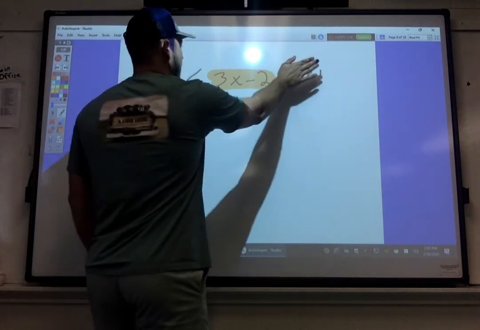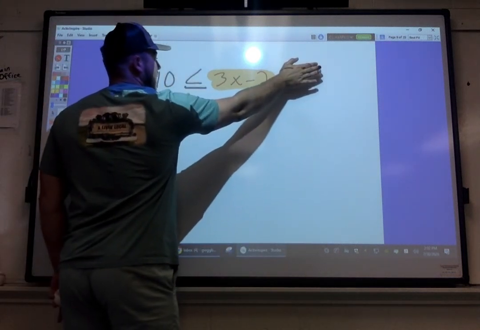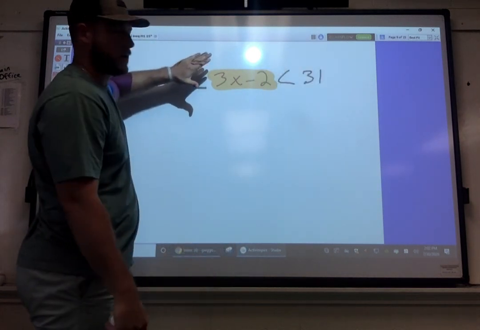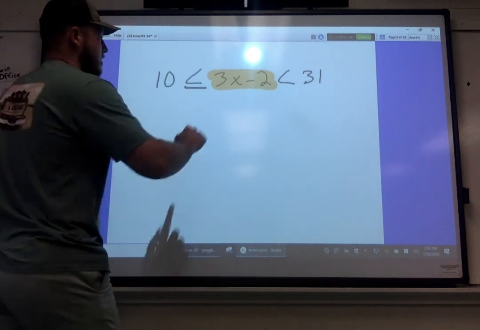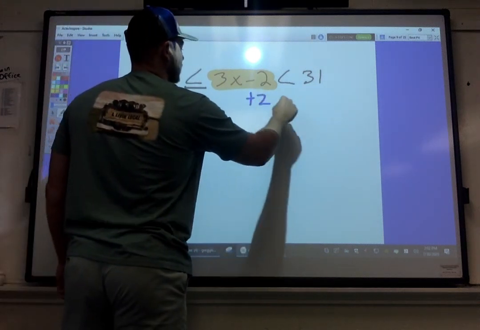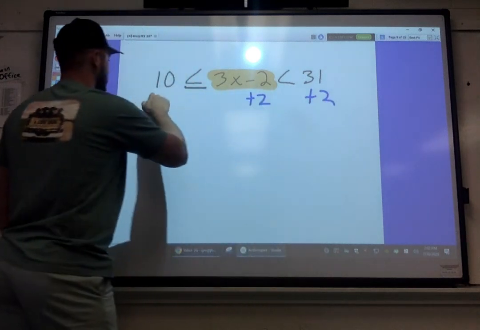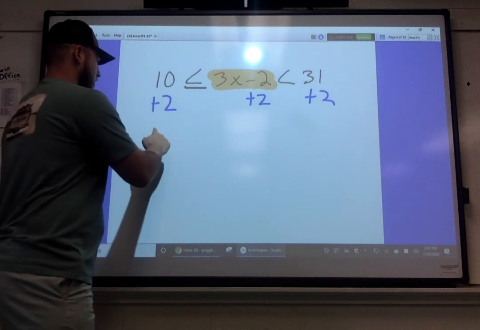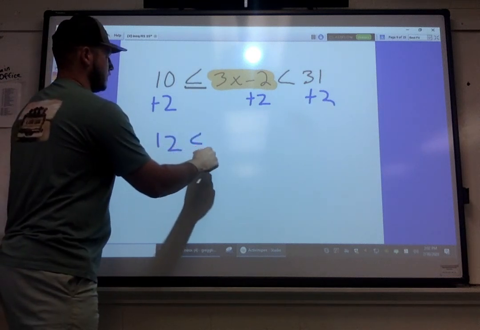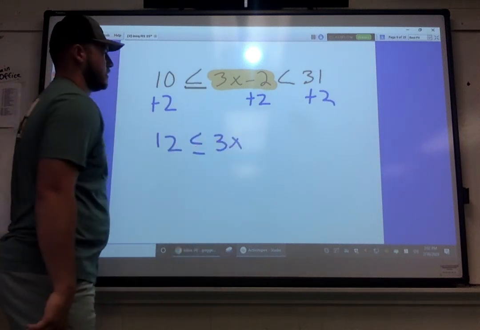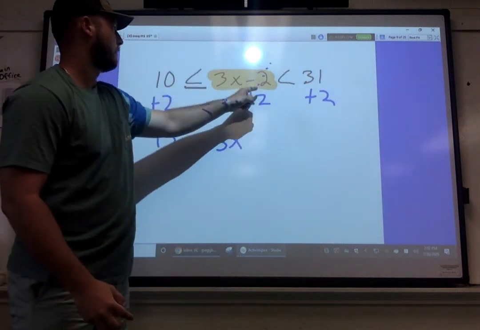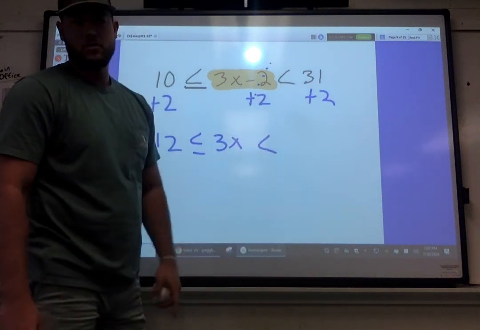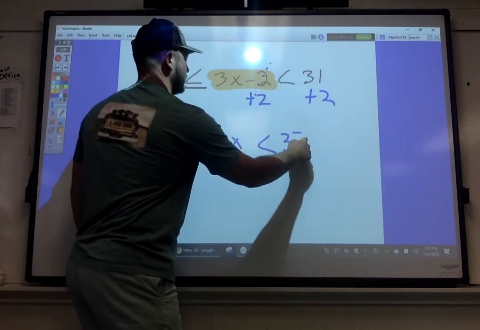So if I just had what's over here on the left, I think you guys can handle it. If I just had what was over there on the right, I think we could do it. So we're going to solve it the same way, but whenever I add 2, I got to add 2 everywhere, 3 different places, right? So when I add 2 here, I've got 12. It goes away there in the middle. These 2's kind of cancel out. Keeping my signs the same. 31 plus 2 is 33, right?